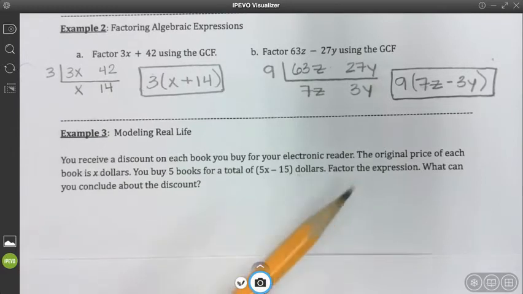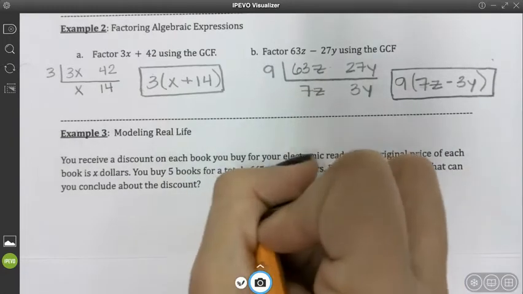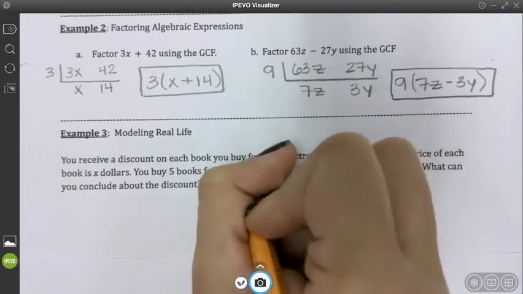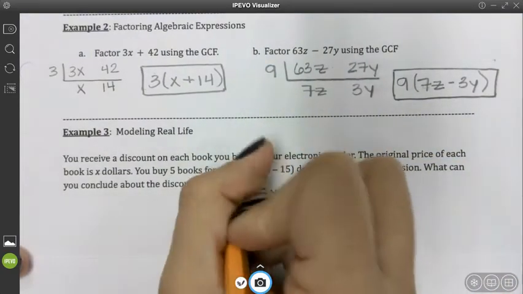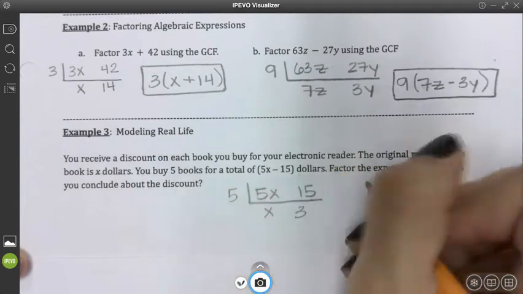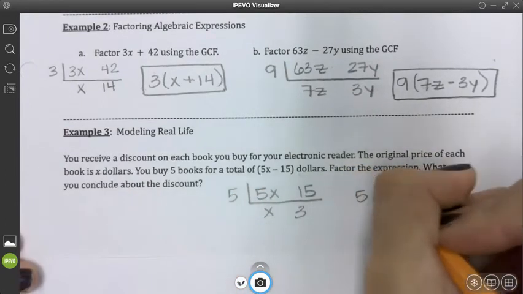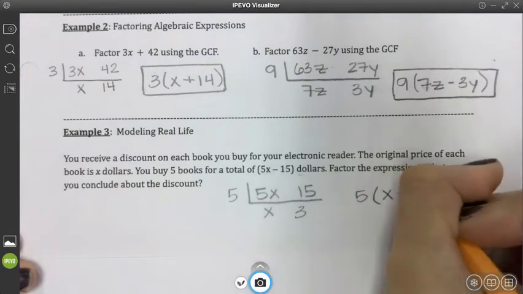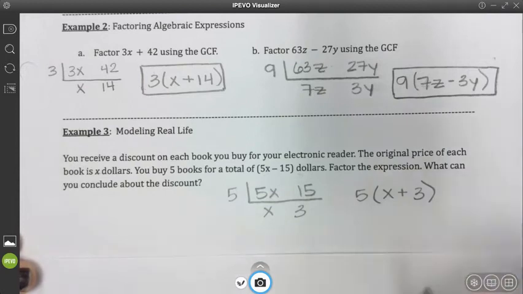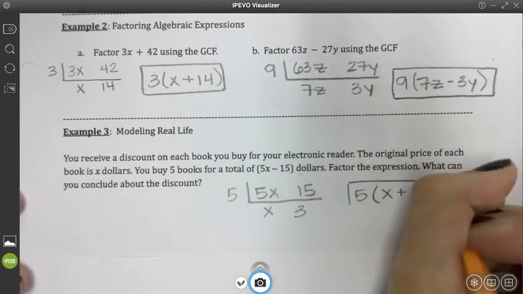Factor the expression. What can you conclude about the discount? Okay, so we've got 5X and 15. I know that 5 comes out of both 5X and 15, and I'm left with an X and a 3. So my factored answer is 5 times X plus 3.